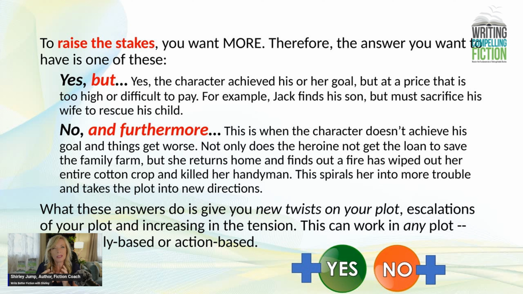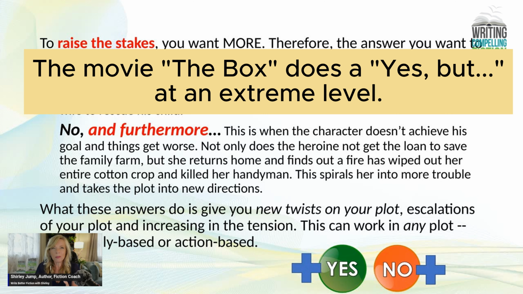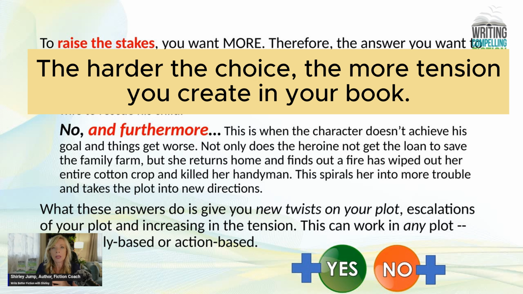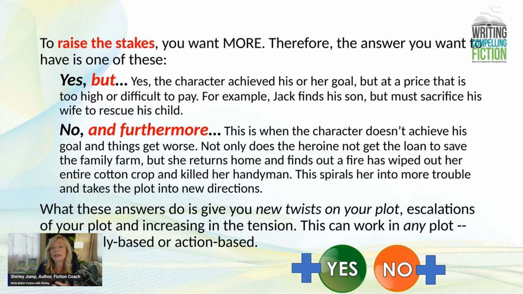I don't know if you guys have seen The Box, which is a pretty disturbing movie, but it's literally choosing between the wife and the son, and it's a horrible movie. If you don't like bad endings, don't watch it. But you can see that happen in a lot of books that you read. The character has to choose between one or the other at the end of the scene, or the character doesn't get their goal and things get even worse.